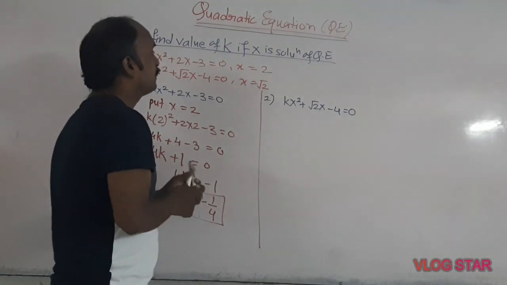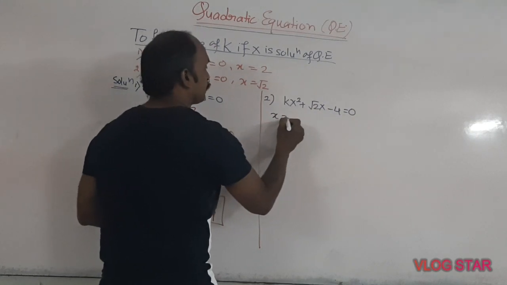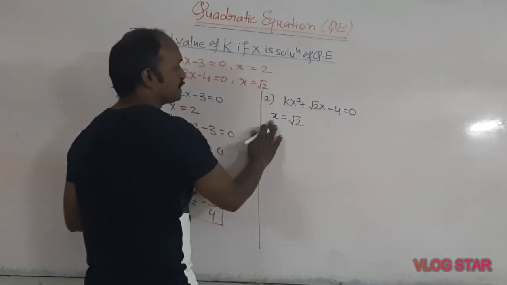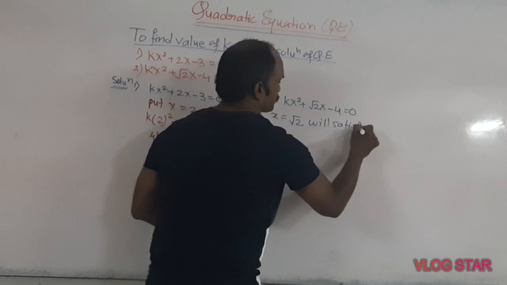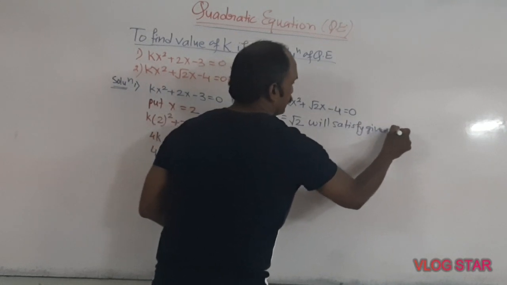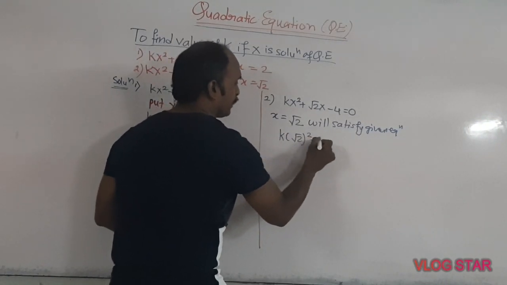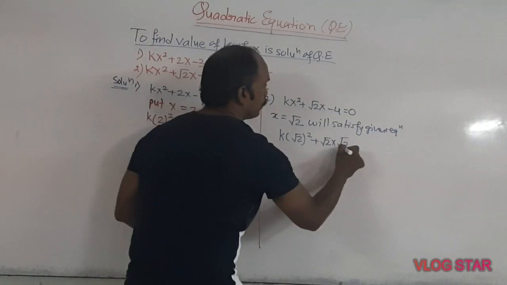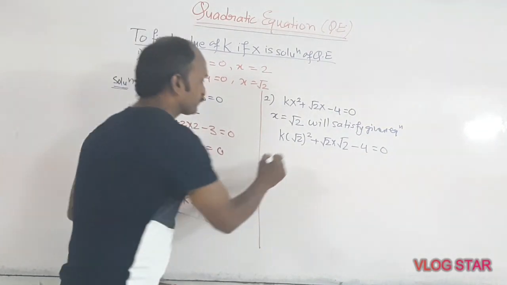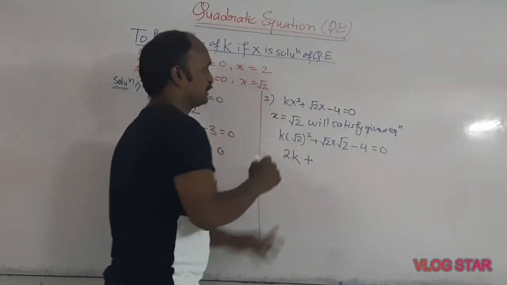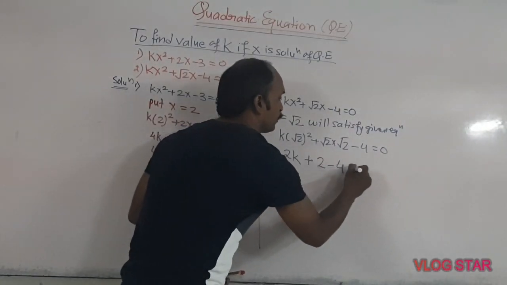Now the next one is kx square plus root 2x minus 4. Since x is equal to root 2 is given, that means x is equal to root 2 will satisfy the given equation. So what we have to do? Put the value of x, that is k root 2 square plus root 2 into root 2 minus 4 is equal to 0. Now square of root 2 is 2. So 2 into k, then plus root 2 into root 2 is square of root 2, that is 2. Minus 4 is equal to 0.